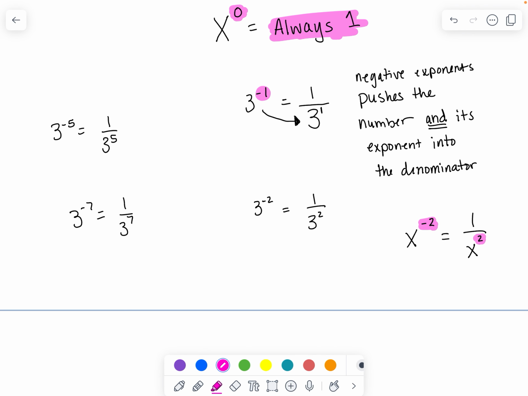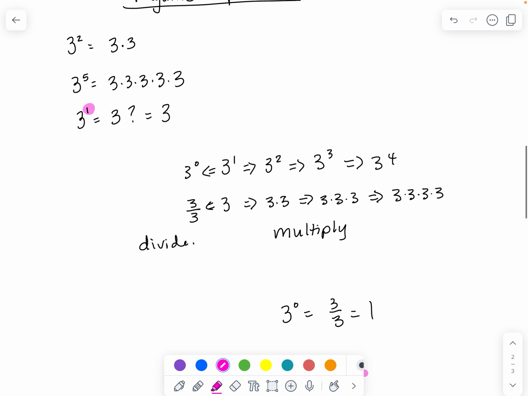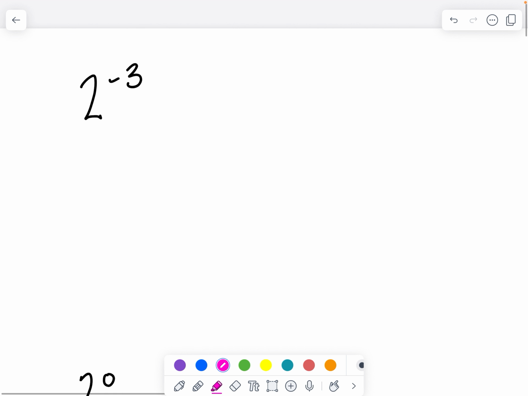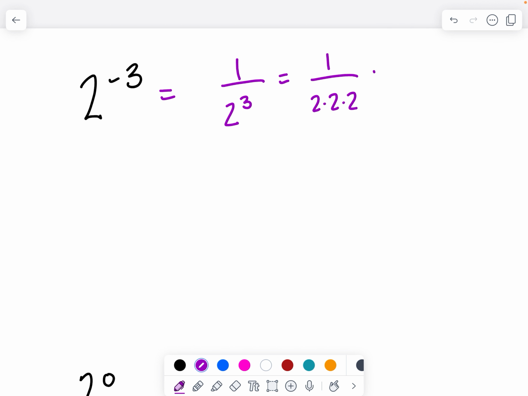Okay. So let's see how this works out in actual practice, okay? We're going to solve some of these. These are all ones that we need to simplify. This is like 8th grade math that you should be doing. Okay, so this one, simplify 2 to the negative 3. That's the same as 1 over 2 to the 3rd, or 2 cubed. And 2 cubed is the same as 2 times 2 times 2, which is 2 times 2 is 4, times 2 is 8. That's our answer, 1/8. Here we go.